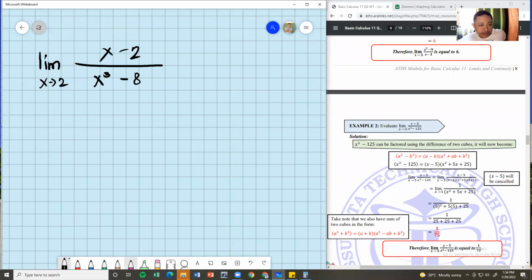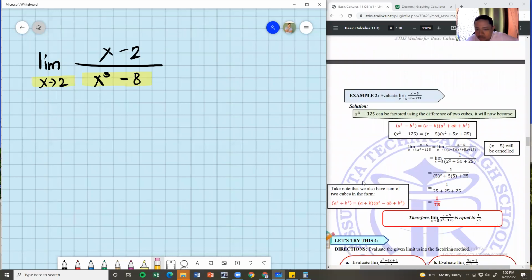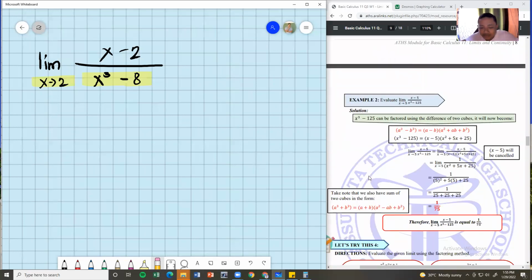Just like what I told you, first you have to check your denominator and the value that x approaches. By substituting, this will become 2 cubed minus 8, that's 8 minus 8, which is equal to 0. So you know that it will be undefined. What do you think we will do? Factoring method. Take note of this process. Difference of 2 cubes, follow the pattern.